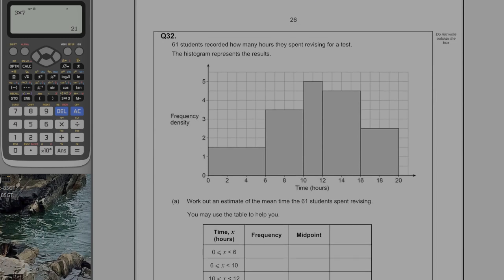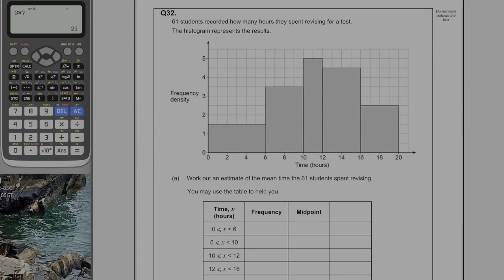Right, question 32. 61 students record how many hours they spent revising for a test. The histogram represents their results. So frequency density, we've got our widths. Work out an estimate for the mean time the 61 students spent revising. You may use your table to help.